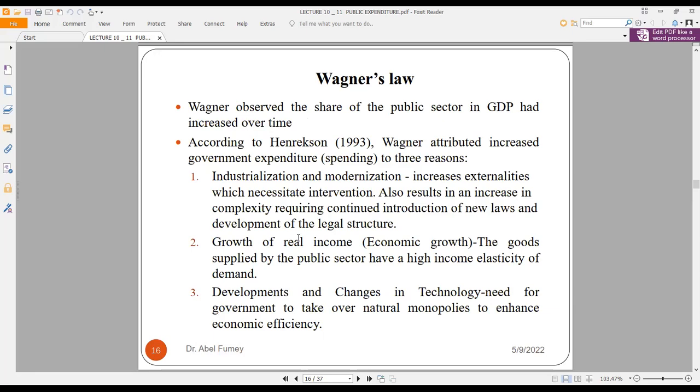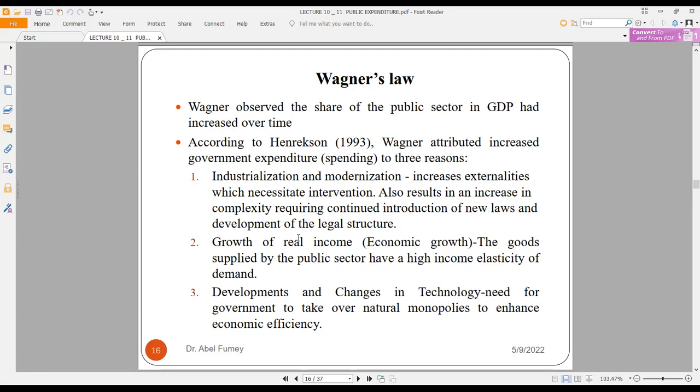Now, according to Wagner, he realized that public expenditure, as a share of gross domestic product, was increasing over time. So if you take the GDP of the country, what is the proportion of that GDP that the government is spending on the provision of public goods? He wanted to know the reasons why there's this sharp increase in government spending, and he attributed this increase to three reasons.